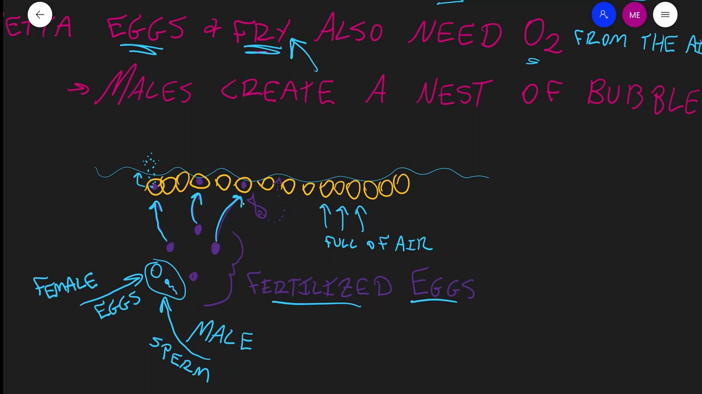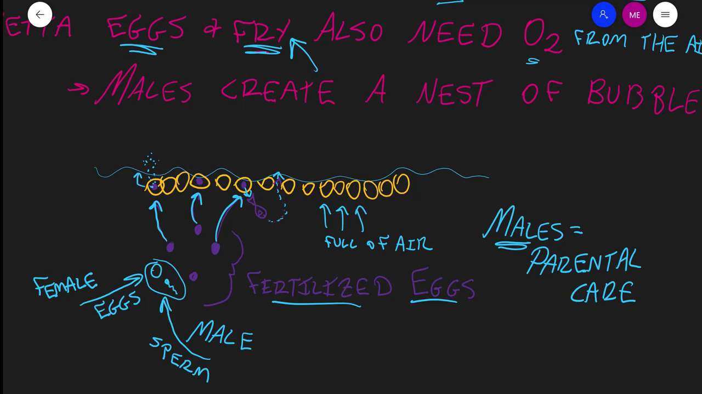Also, when the eggs hatch into little fry, like this little guy here, that little baby fish has easy access to the surface where all the oxygen is. So this is a species where the males engage in what's called parental care. They help take care of the offspring, which not all males in all animal species do.